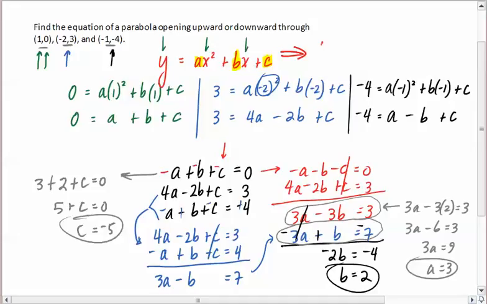Now, let's put this all back together up here. This means that my equation of my parabola is this: 3x squared, there's my a in its place, plus 2x minus 5. And there is my equation of a parabola. a is 3, b is 2, and c is negative 5.